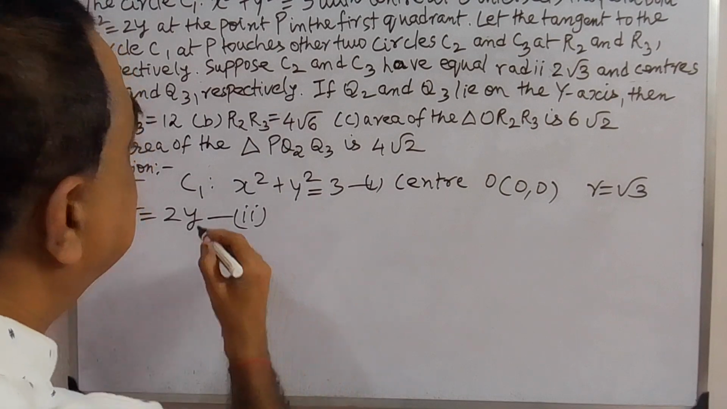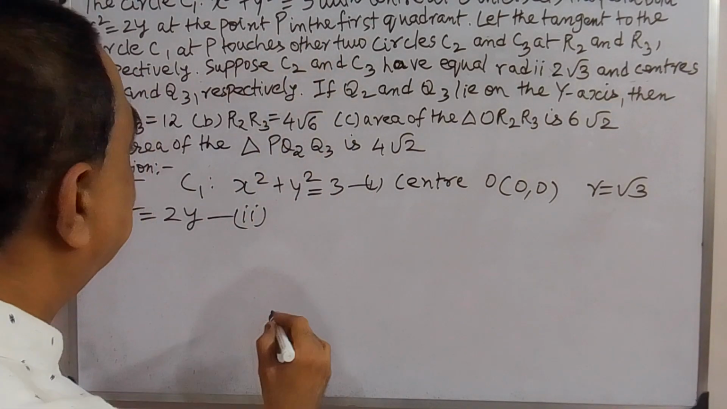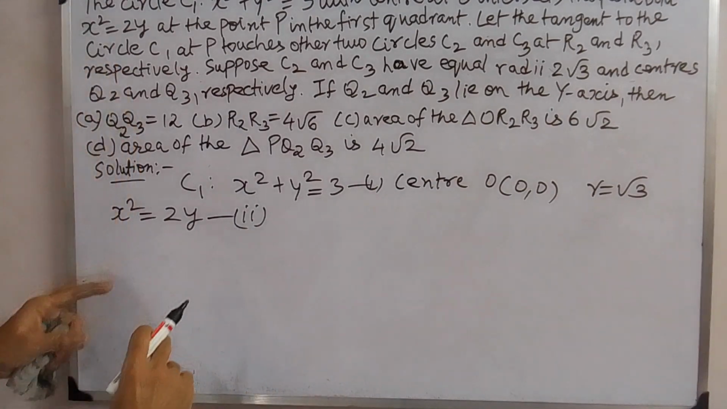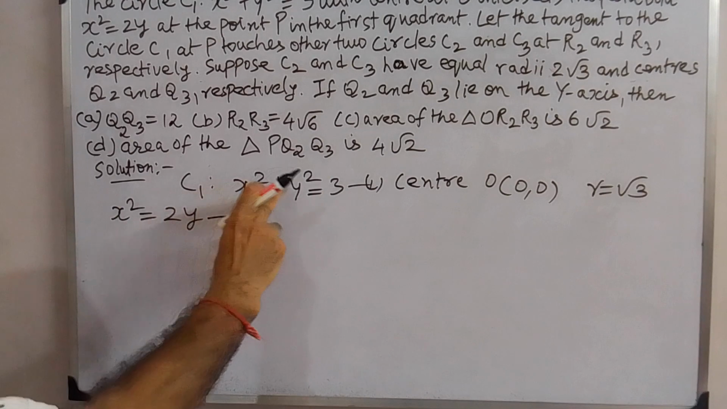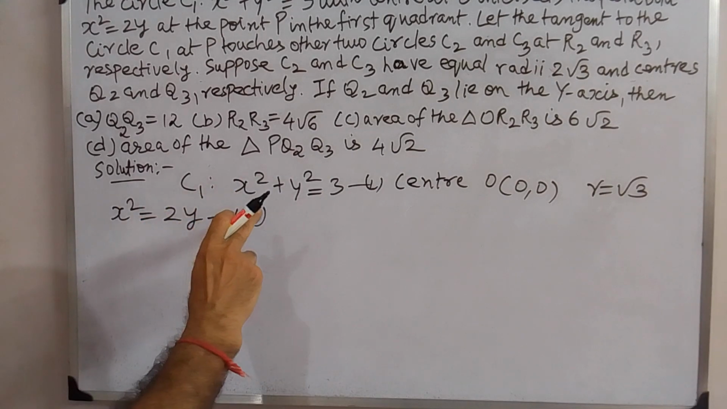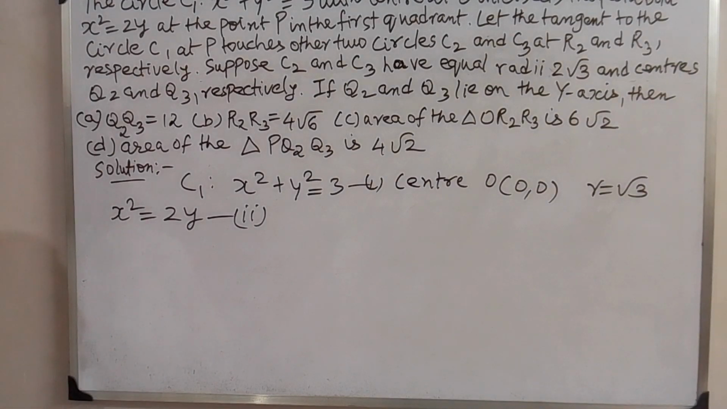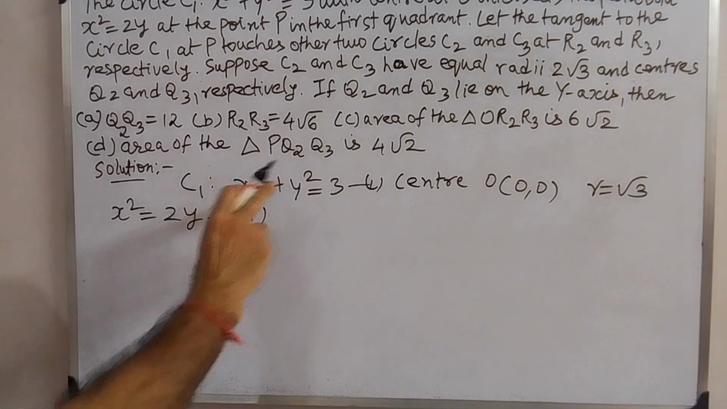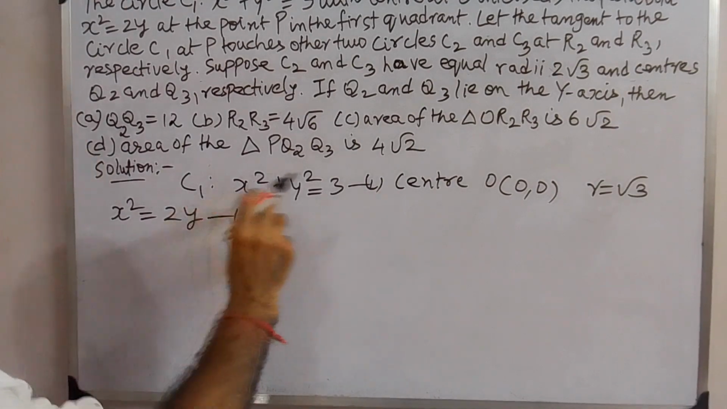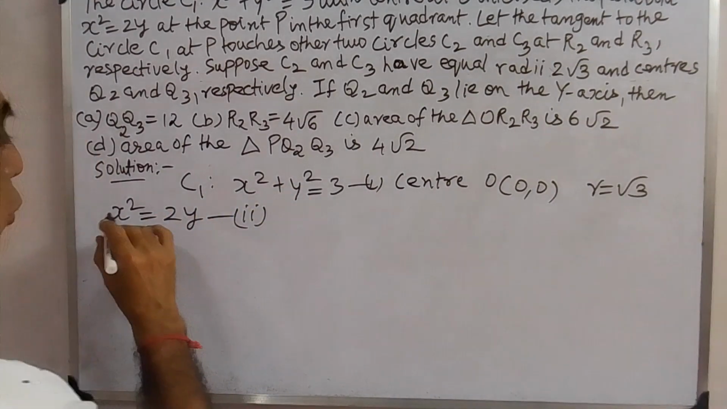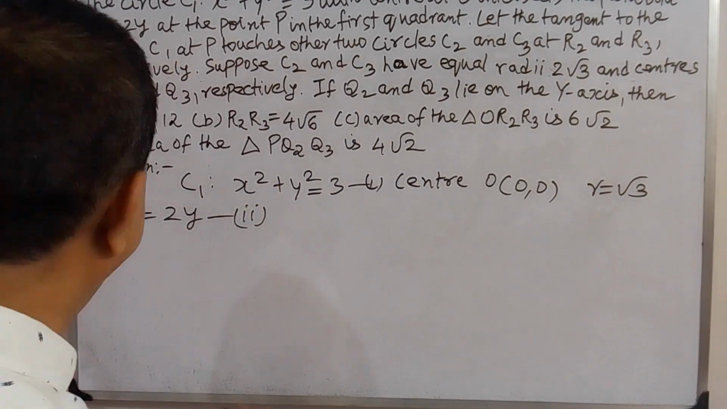So we will first find the point P. The coordinates of point P will satisfy both the equations, because that point lies on the circle and on the parabola also. So how will we find that point? We will solve these two equations simultaneously.